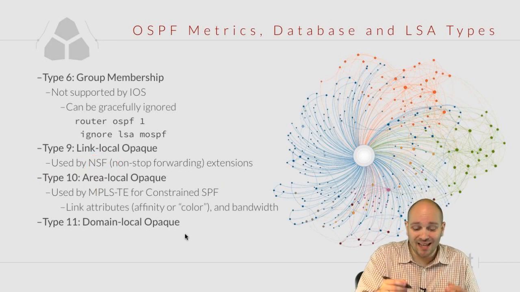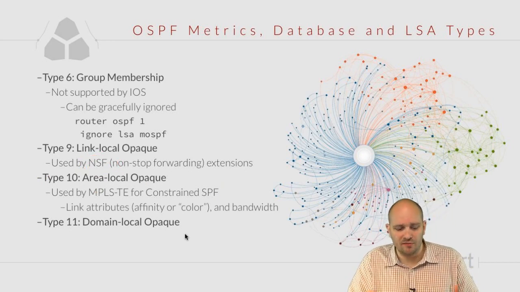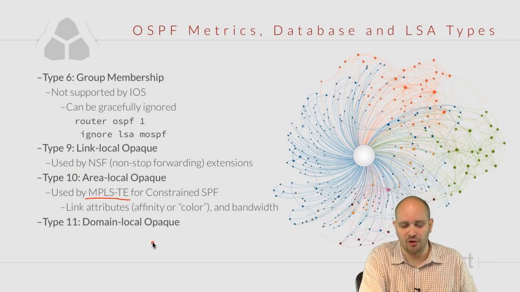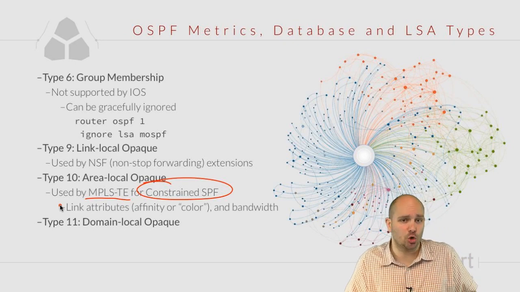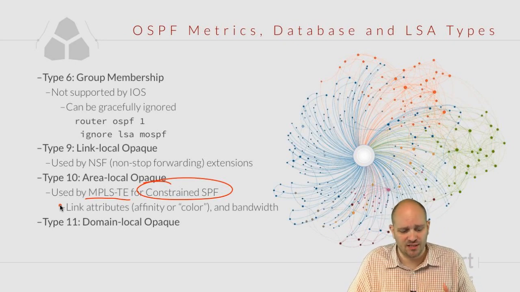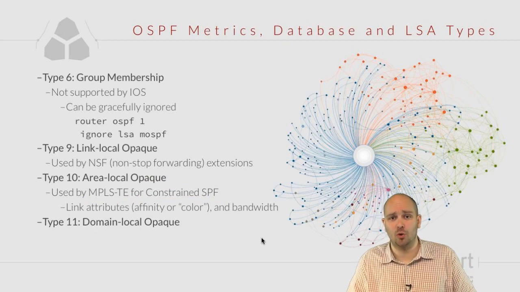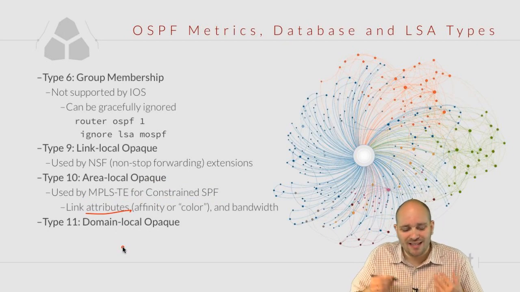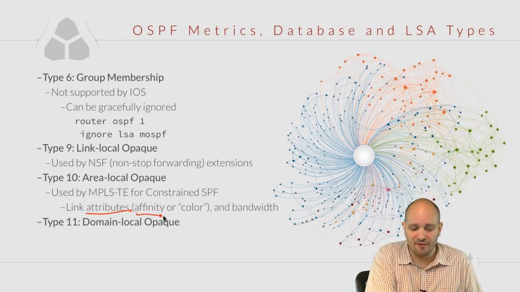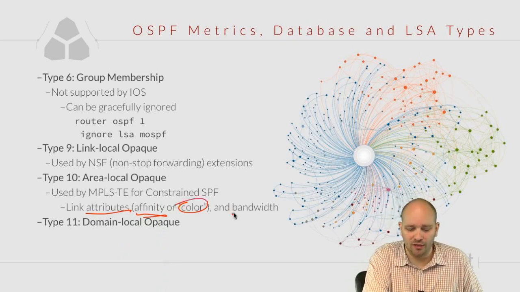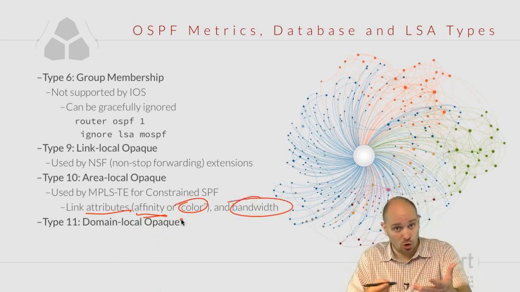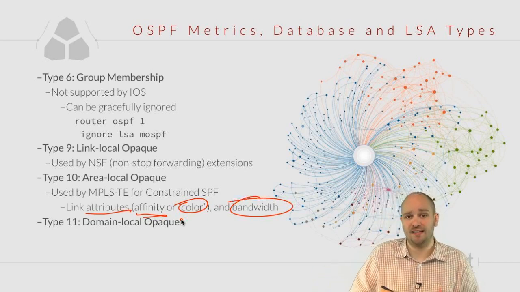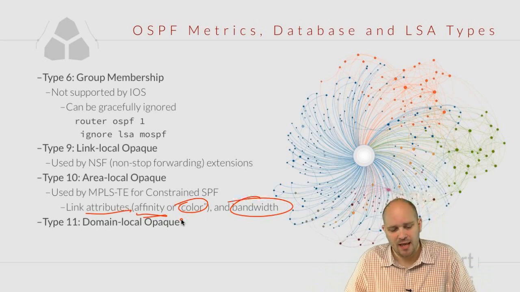Type 10, on the other hand, is relatively widely used in service provider networks that utilize MPLS application called traffic engineering, which can use something that is called the constrained shortest path first calculation, where we are not only taking into account the link cost like with normal OSPF, but we are also taking into account some of the link attributes, like for example the affinity bits, also called color of the link, and the actual bandwidth. So not the calculated cost based on the bandwidth, but the actual bandwidth available on that particular link for a certain application that can be used.